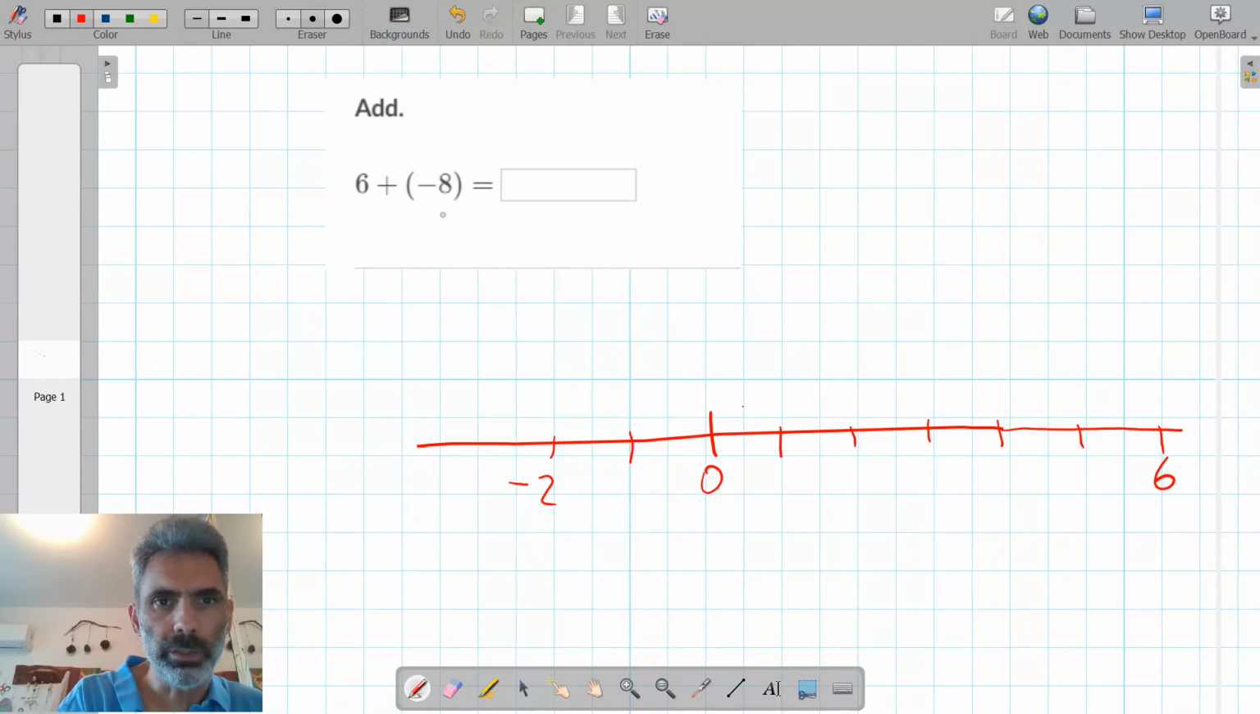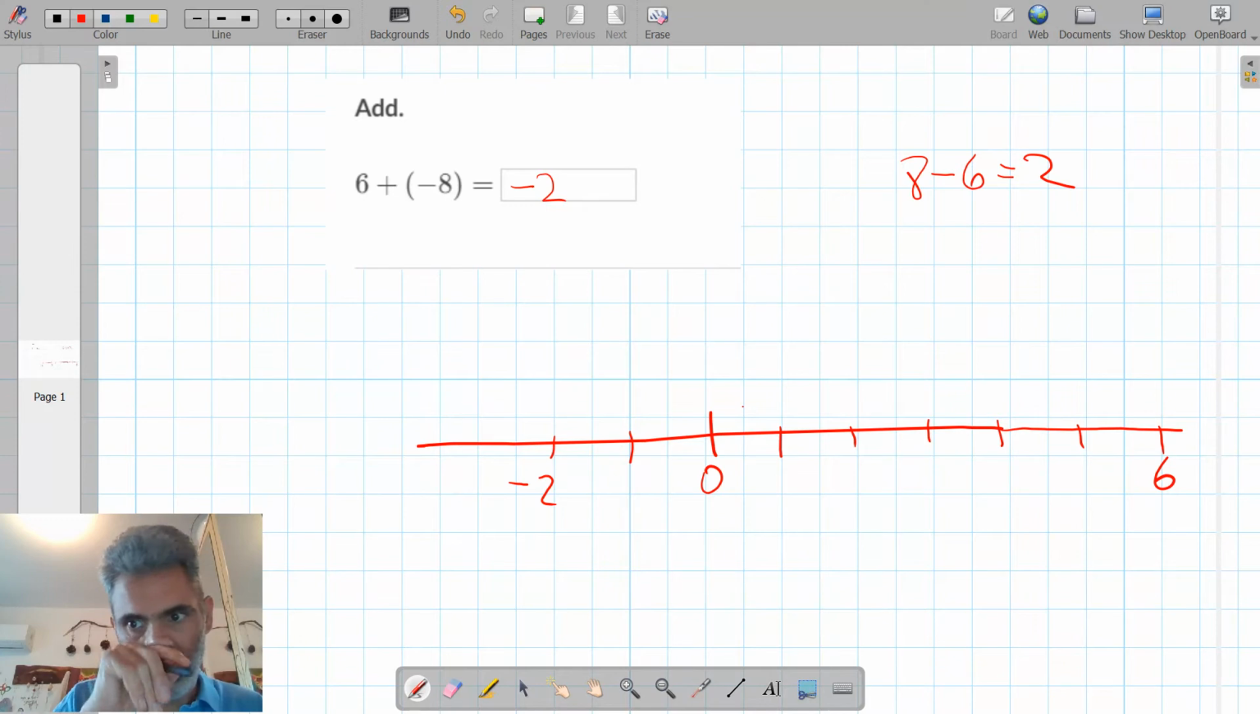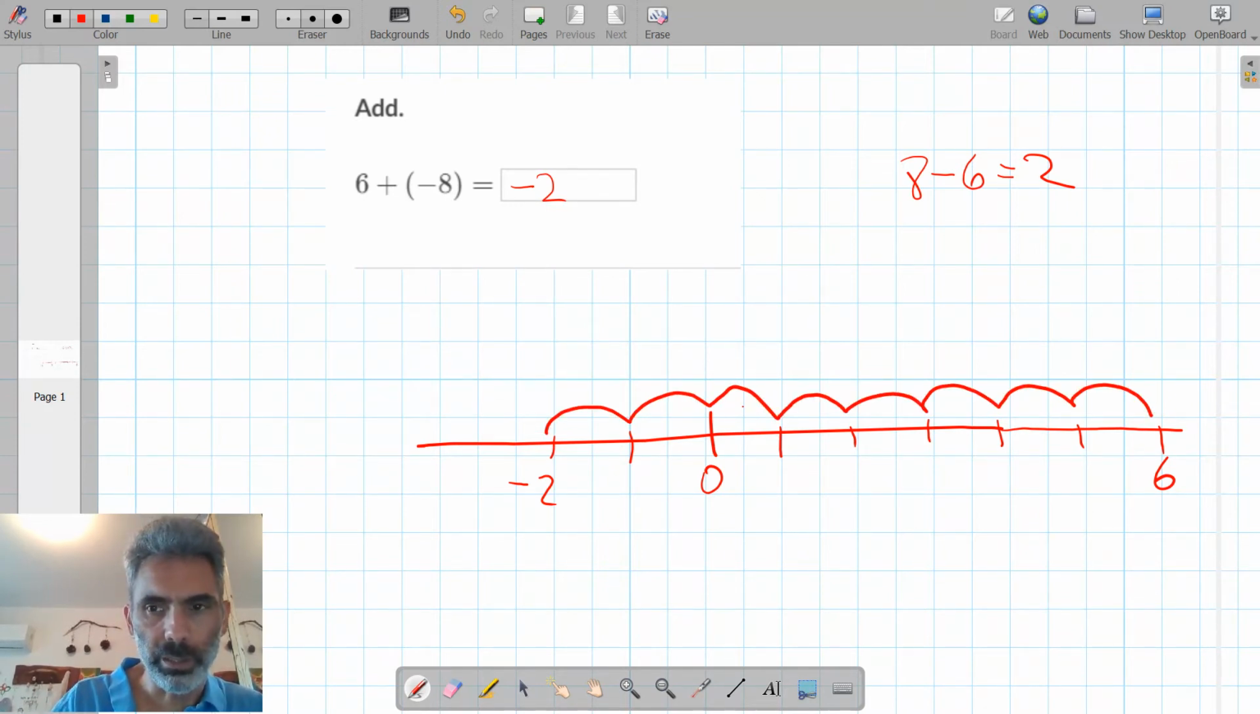We add two numbers with different signs, so we find the difference between 8 and 6. The difference between 8 and 6 is 2. But the sign of the result should be that of the greater number of the two numbers. So since 8 is the greater number, the result will be negative. So 1, 2, 3, 4, 5, 6, 7, 8 steps to the left, we end up at -2.